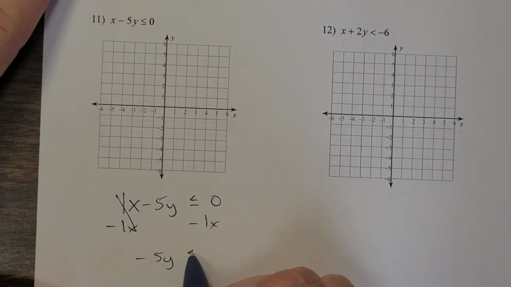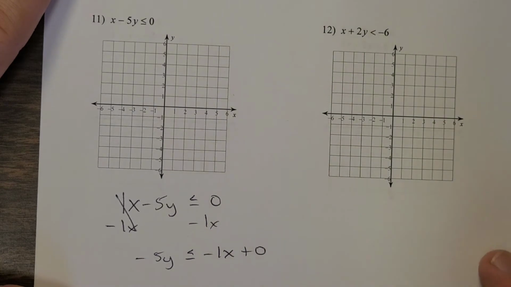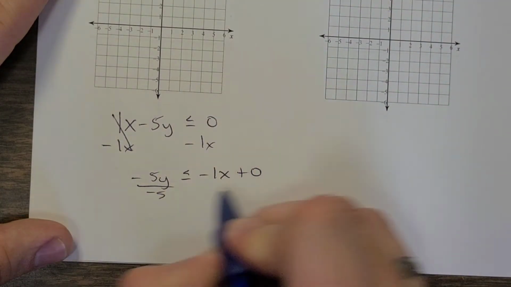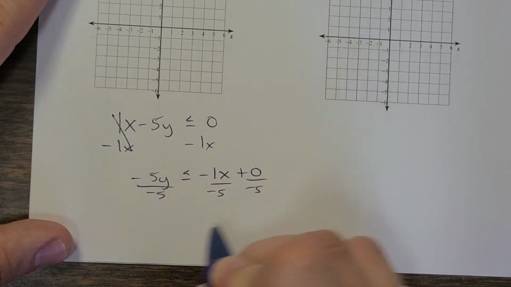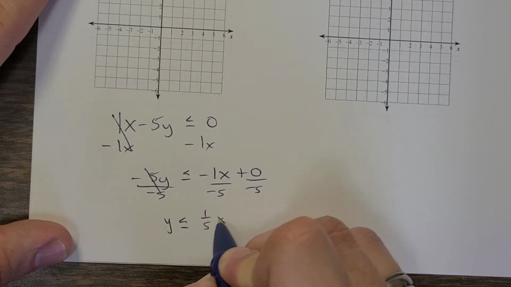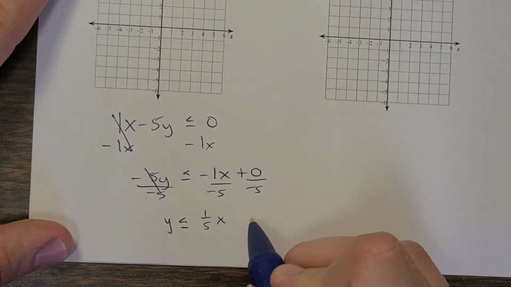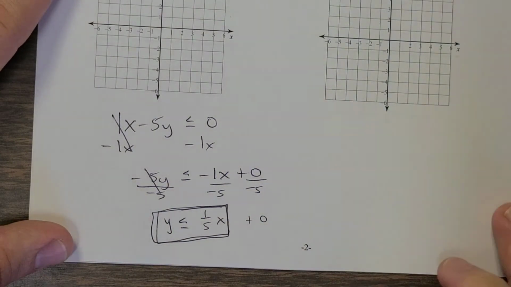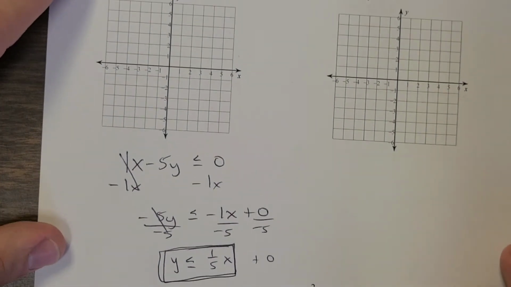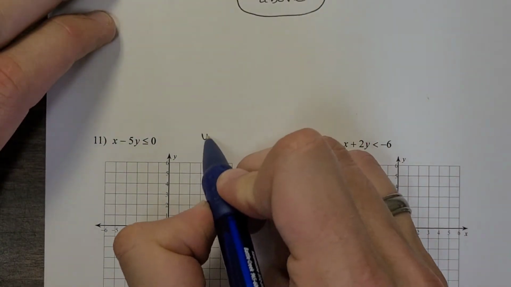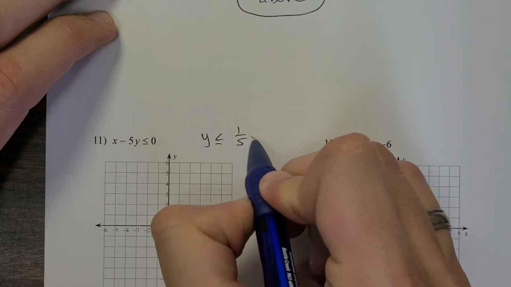Negative 5y less than or equal to negative 1x plus 0. You don't even need to leave it there, but if you want to, that's fine. Then I divide by negative 5. Y is less than or equal to positive 1/5 x. Again, you could put plus 0 if you want, but really this is the inequality. And the only reason some people like to put plus 0 is because it reminds them that that's where I start graphing. So I'm graphing y less than or equal to 1/5 x.